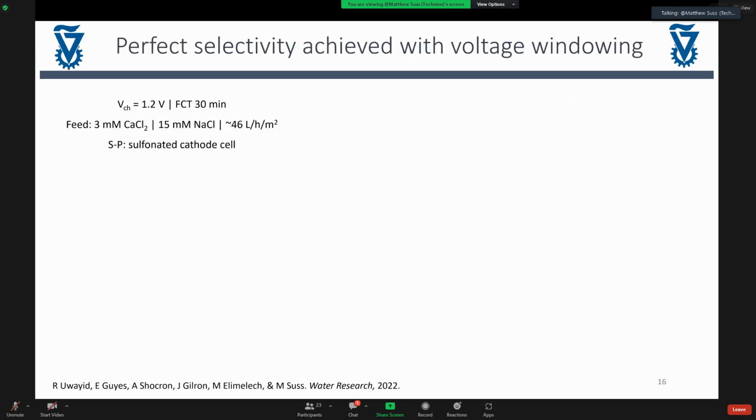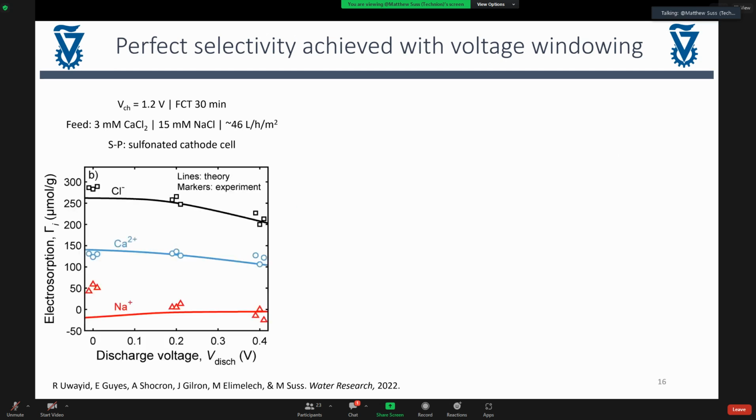So basically, we ran a cell with 30 minutes full cycle time. So 15-minute charging instead of what we did before, 3 minutes. Now we're going to 15 minutes. With a feed of 3 millimolar calcium and 15 millimolar sodium, so it's the type of concentrations of brackish water, with a sulfonated pristine cell. And what we found is that here we plot on the y-axis electrosorption, micromole per gram, versus the cell's discharge voltage. So the cell was always charged to 1.2 volts, but we varied the discharge voltage.